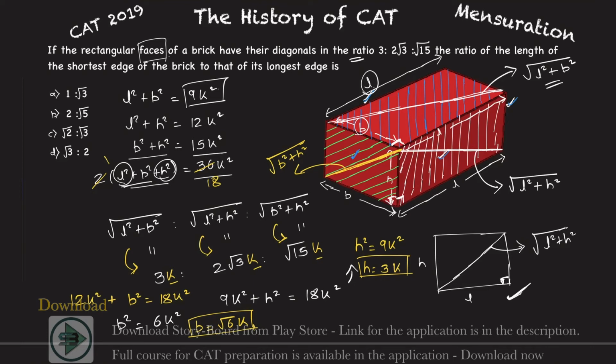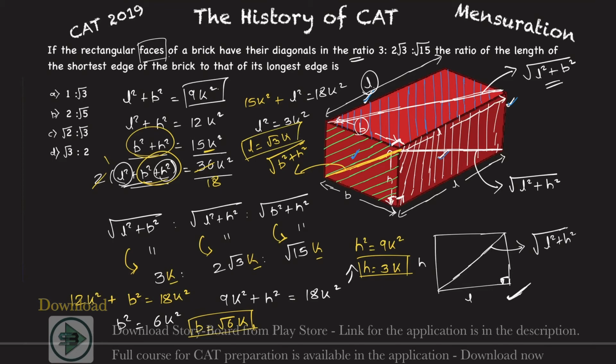So let's go for the next. I know B, I know H, I need to find out L. So use this: B square plus H square is equal to 15K square. If I put this as 15K square, B square plus H square, what will be remaining is plus L square equals 18K square. Now L square comes out to be 18 minus 15, which is 3K square. So L turns out to be square root of 3 into K. That's what my L is.